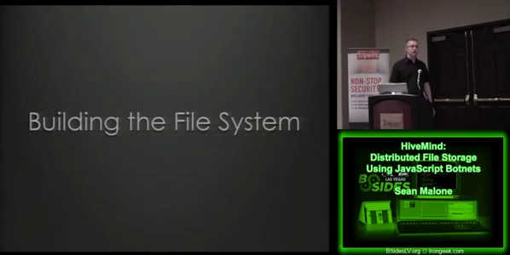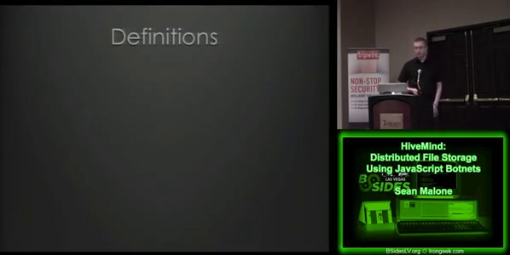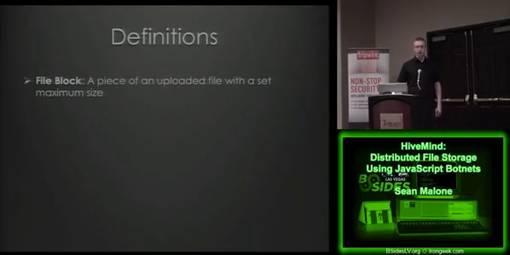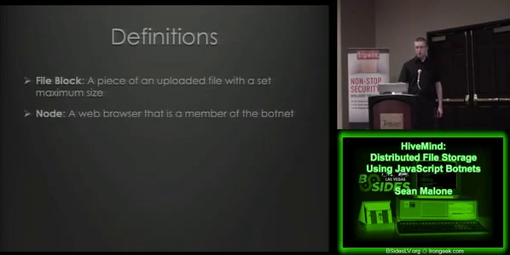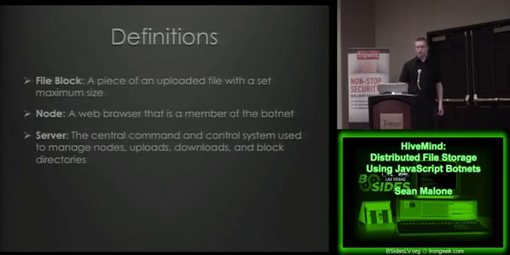So we have a botnet. Let's look at what it takes to actually take that botnet and build a file system from it. Starting off with some definitions. A file block is what I use to simply refer to a piece of an uploaded file with a set maximum size. A node is going to be any browser that's a member of the botnet, and the server is simply the central command and control system that's used both to manage the botnet nodes themselves, as well as track the phone book, so to speak, for the files, the blocks, and where all of those blocks live.